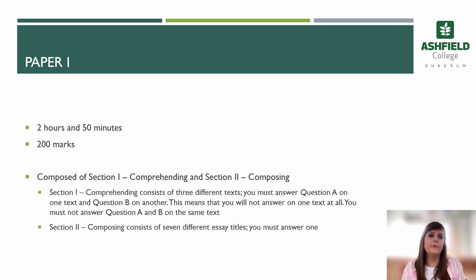Section 2 on paper 1 is composing. It consists of 7 different essay titles, and again you must answer one. Those essay titles will be anything from personal essays to short stories to articles to speeches, etc. Whatever you've been practicing, whatever you've been most comfortable with up until now, stick with that on the day. Don't suddenly decide to write a short story if you've never written one before, no matter how appealing the essay title might be. Stick with what you know and what you've practiced.